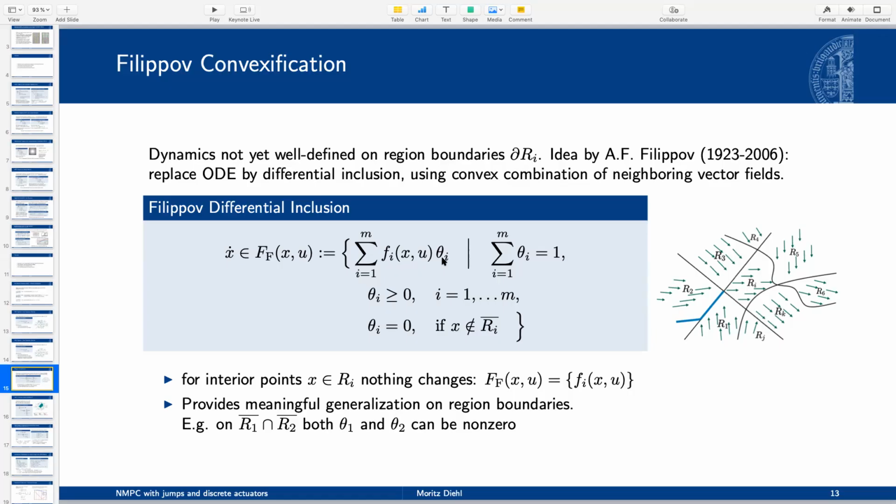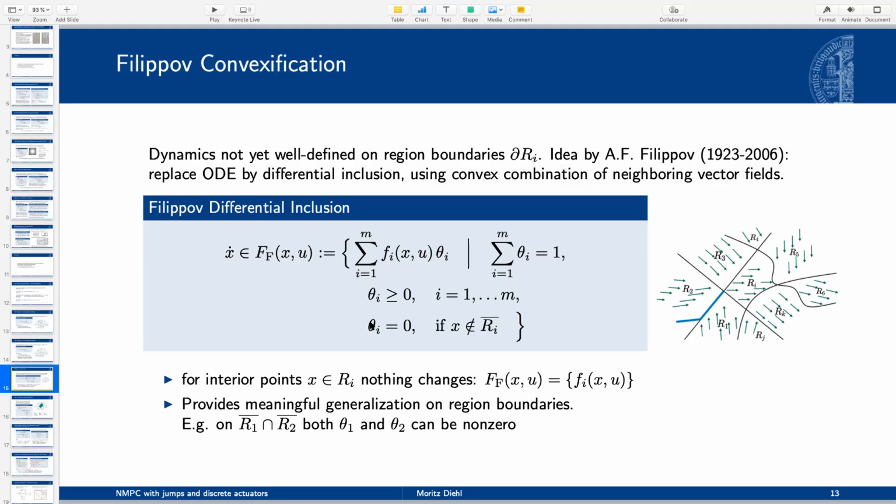But then the non-convex nasty constraint here, and that's important, of course, is that theta must be 0 if you're not in your region and not even on the boundary of your region. So when you're really a distance away from your region, then your theta must be 0 for that region. That means basically if you're inside a region, only one theta can be non-zero. But if you're at the boundary of two regions, two thetas can be non-zero.